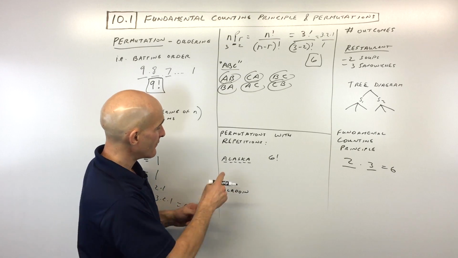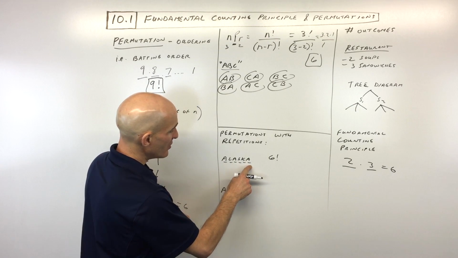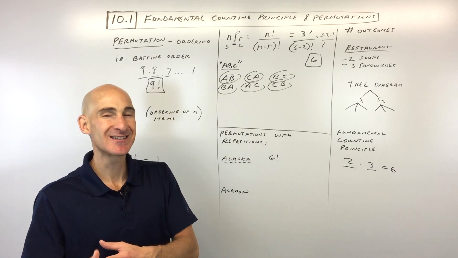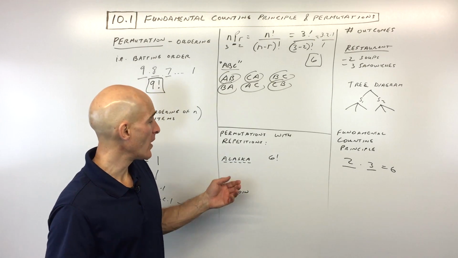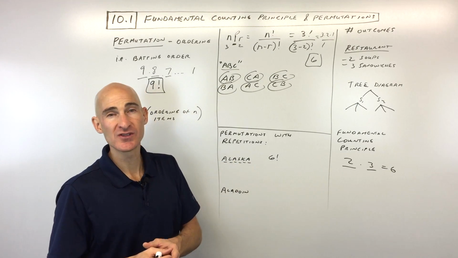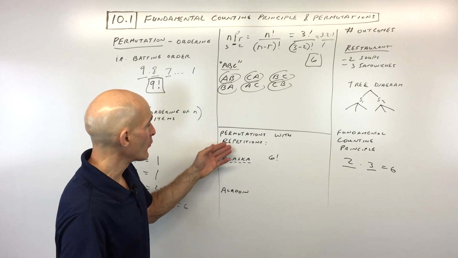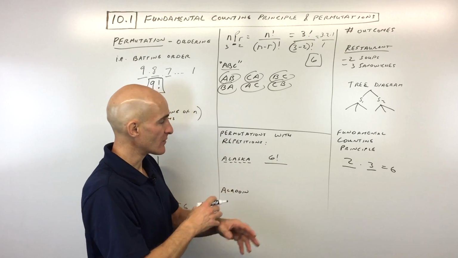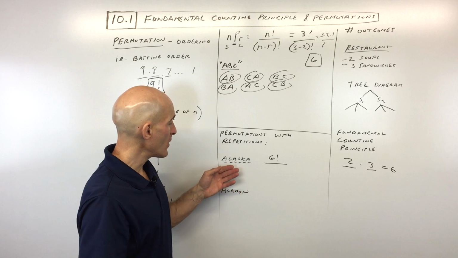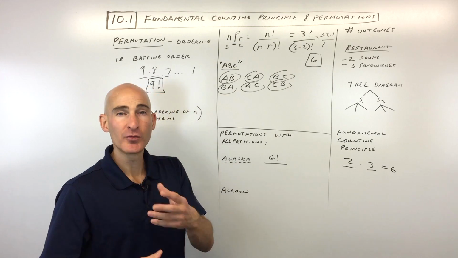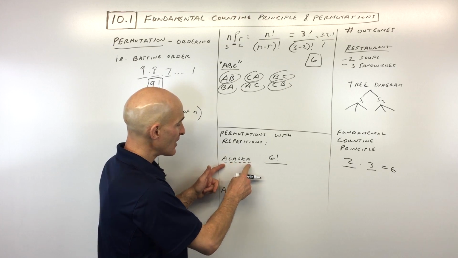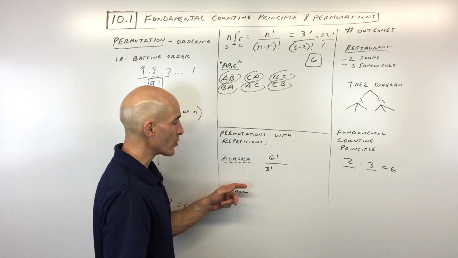The only problem is that if I put this A over here and this A over here and this A over here, it would still look like the word Alaska. So it's not really a distinct or a different way of representing those letters. It would look the same. So if we want to look at the different ways of representing these 6 letters, the different orderings, the different permutations, we have to divide out the multiplicities or the duplicates or the triplicates. So the way we would do that is if we've got 3 A's, we're going to divide by 3 factorial.